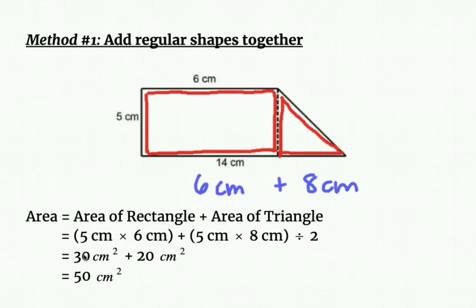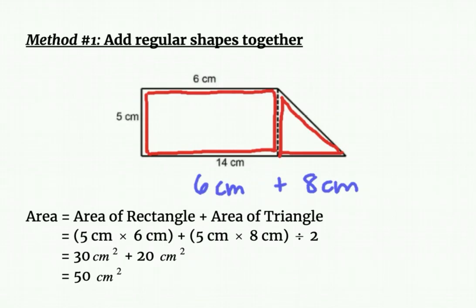And then the area of the combined two regular shapes together is 30 centimeters squared plus 20 centimeters squared, which is 50 centimeters squared. Remember, we got the square because centimeters times centimeters is centimeters squared. This centimeters times centimeters is also centimeters squared.